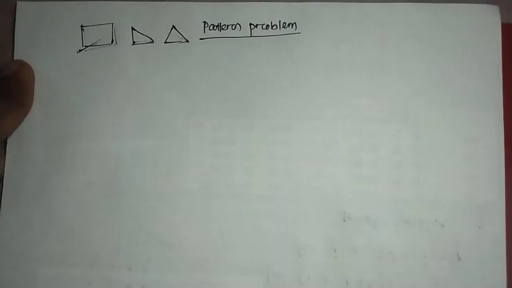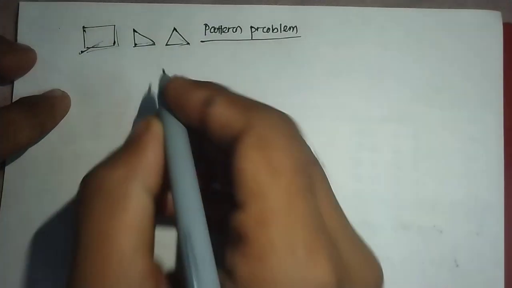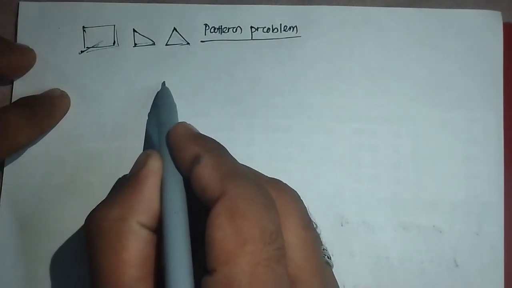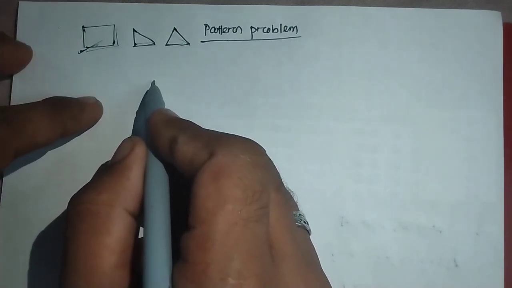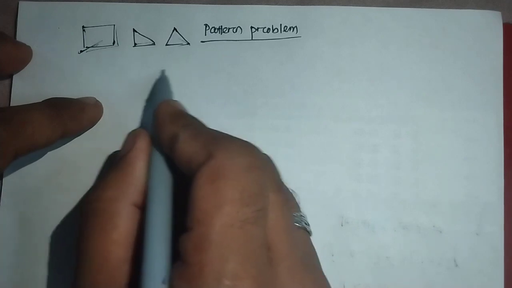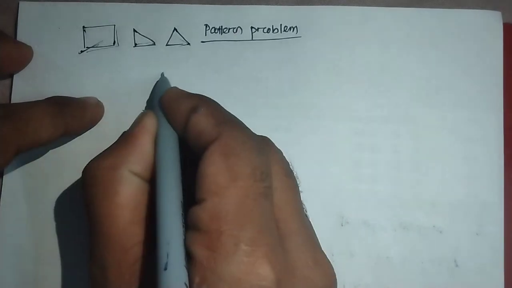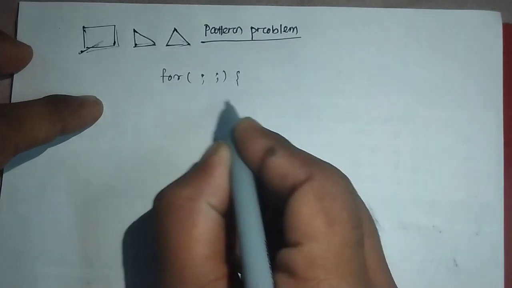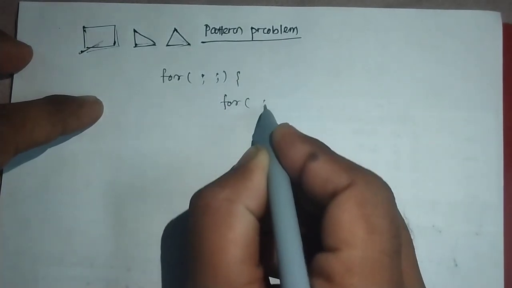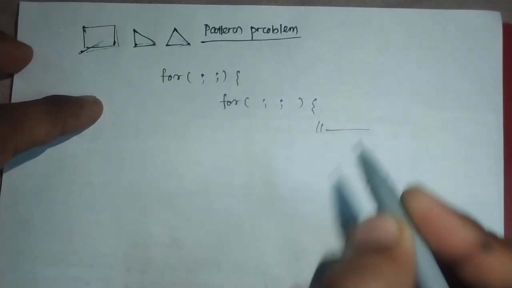I am first telling you about this type of program. Here usually you have to use two for statements, one inside another, in which the first one is used for the rows and the second one is used for the columns. There will be a for statement with 3 semicolons, and inside this there will be another for statement, and here will be your code.